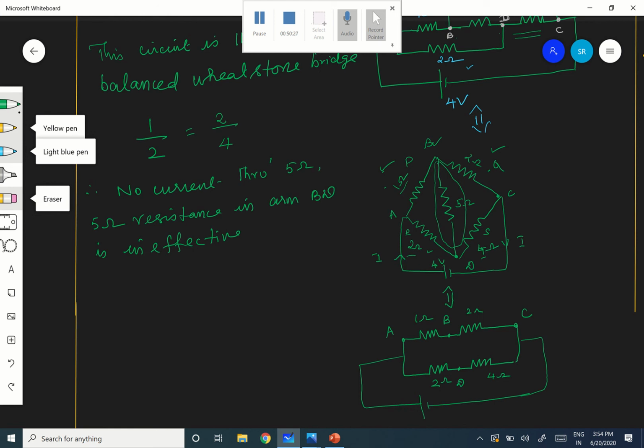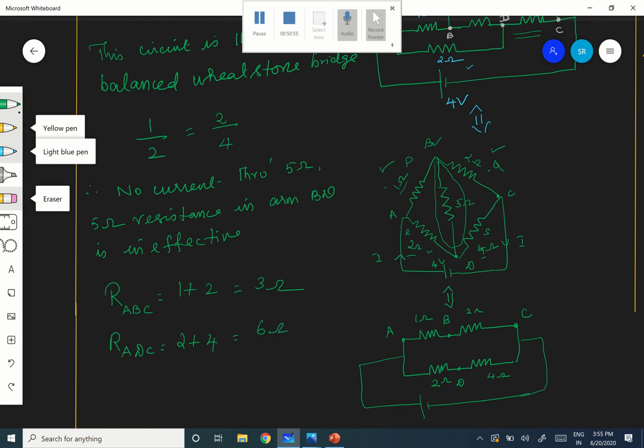Therefore, RABC. Let me write RABC. That is equal to 1 plus 2, na? That is equal to 3 ohm. Okay. And what is your RADC? 2 plus 4 because both are in series. Therefore, it is 6 ohm.